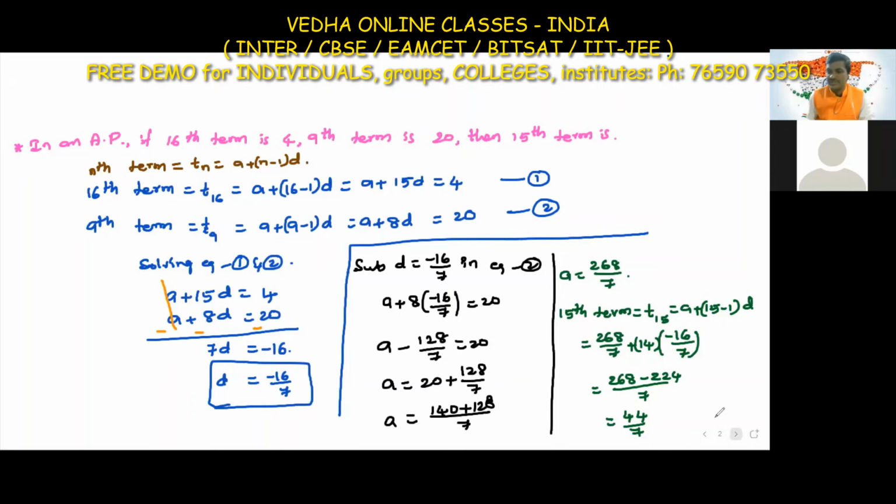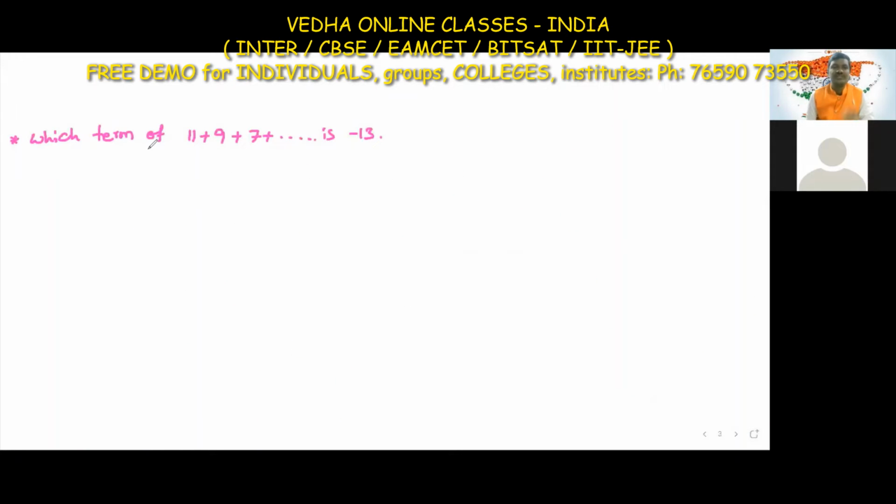Now, if you go to the next question: which term of 11 plus 9 plus 7 and so on is minus 13? In this problem, what is given? 11 plus 9 plus 7 and so on. This is also an AP, an arithmetic progression. Now take the first term. The first term is 11.